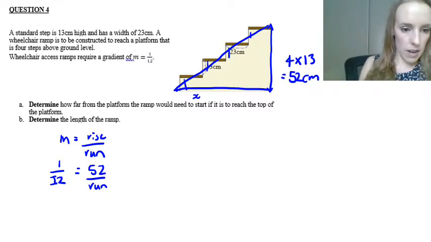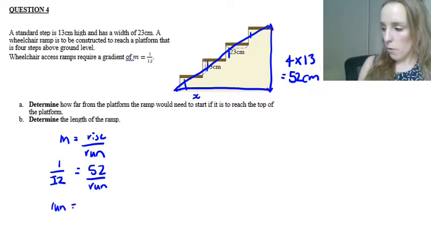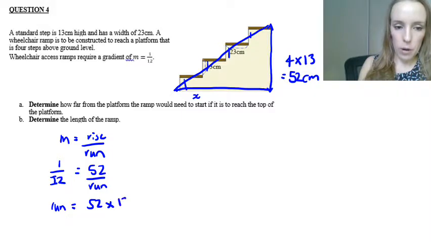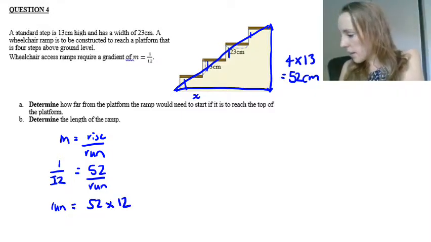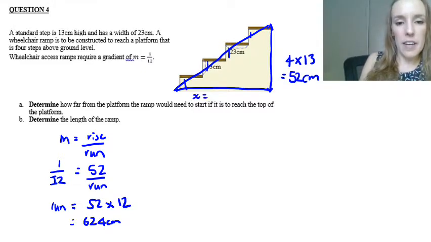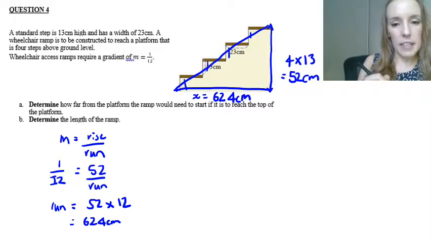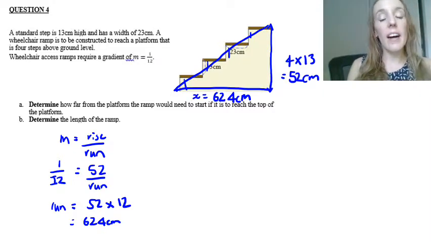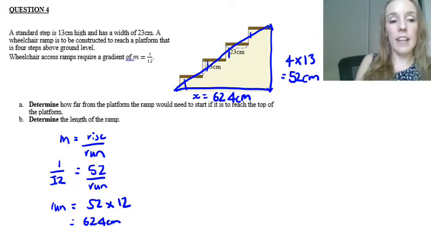So our run will be equal to 52 times 12. Type that into my calculator, and that's 624 centimeters. So this part here is 624 centimeters. Okay, so that's how far it has to be out. So that's our answer to A.